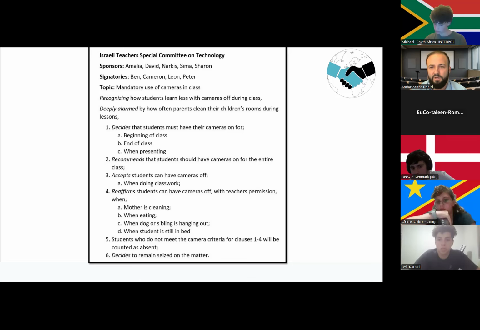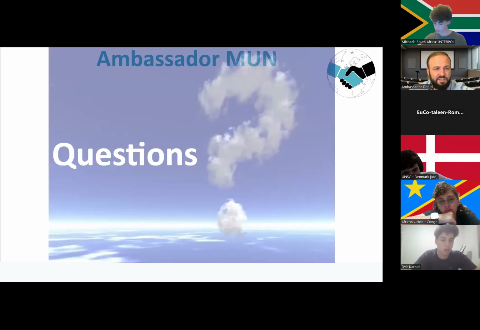Beautiful. Okay, well read. We affirm. Reaffirms means that it's basically saying even more so we're strengthening the previous decision that cameras can be off at certain times. 5 is, by the way, incorrect. It's missing a word in the beginning, but it gives the point that if you don't meet 1 through 4, you'll be absent. 6, decides to remain seized of the matter. It's just the last clause that you write saying we're going to revisit this topic again in the future. Okay? Any questions on this?